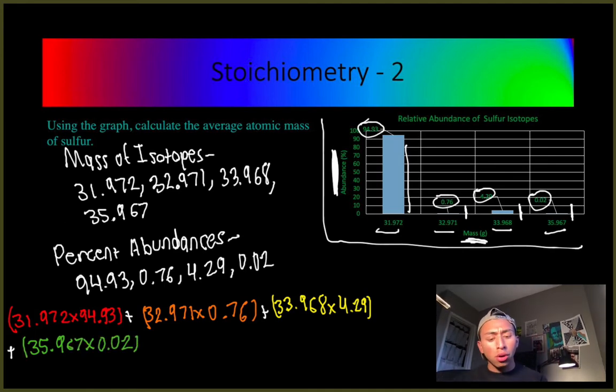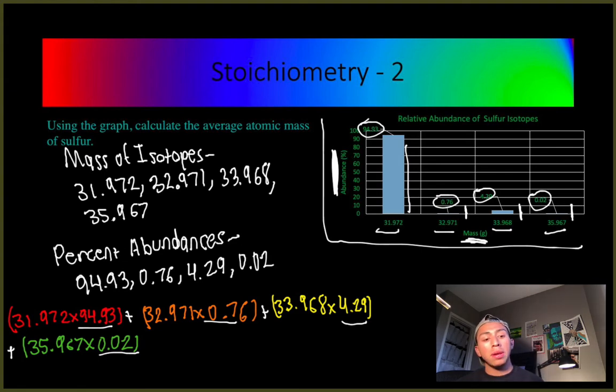I inserted all the percent abundances here as percentages. I did not divide them by 100, so I did not insert them in decimal form. So I am going to be forced to divide the answer by 100 in the end. Sorry about that.